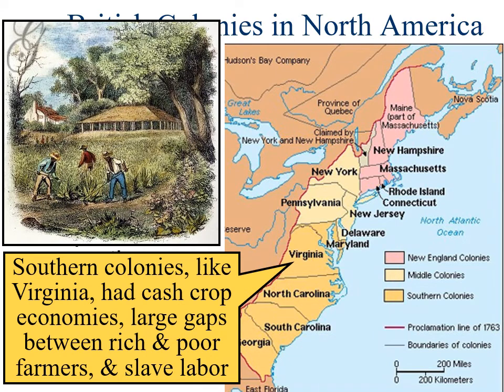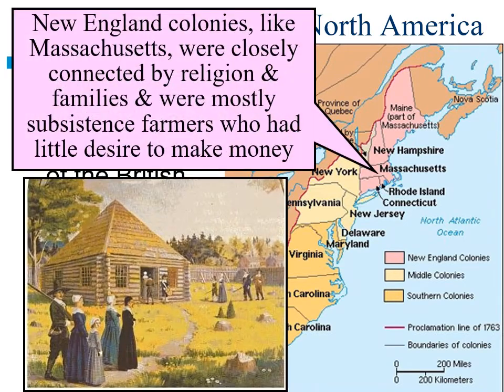For example, the southern colonies like Virginia had a cash crop economy. It was very aristocratic. There's a huge gap between the rich and the poor, the rich being the plantation owners, the poor being subsistence farmers we'd call yeoman farmers, and then eventually slave labor. The New England colonies were heavily connected with religion, and so they weren't emphasizing this massive attempt to become filthy rich. They had subsistence farming. They didn't really have this desire to make money. Because of the reasons why those people came over, it completely dictates their economy.